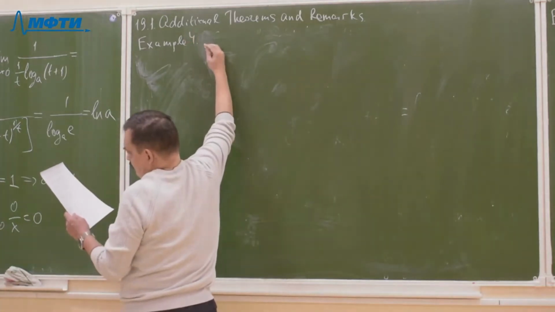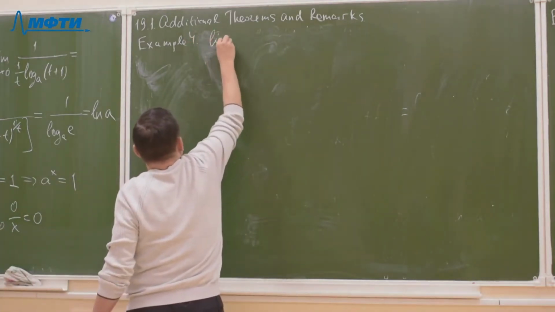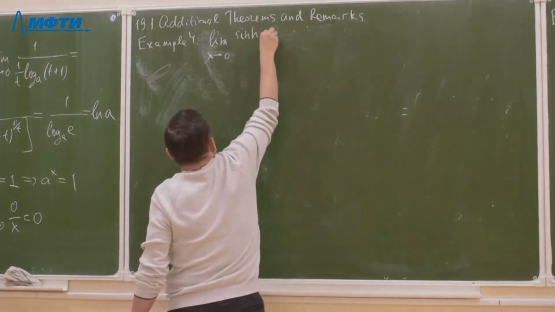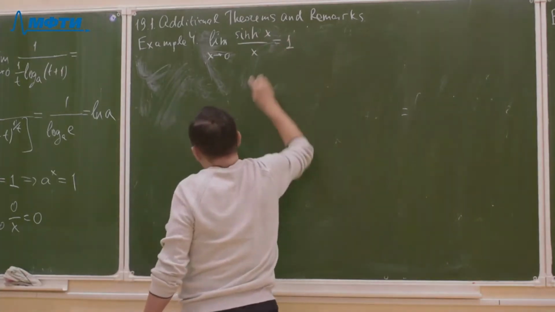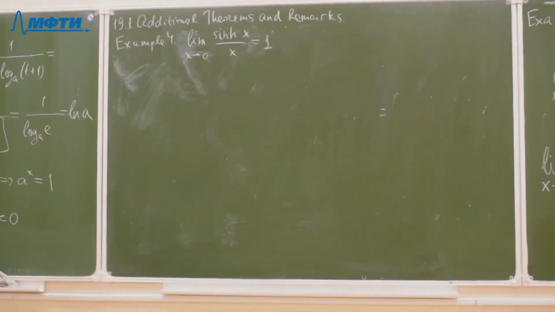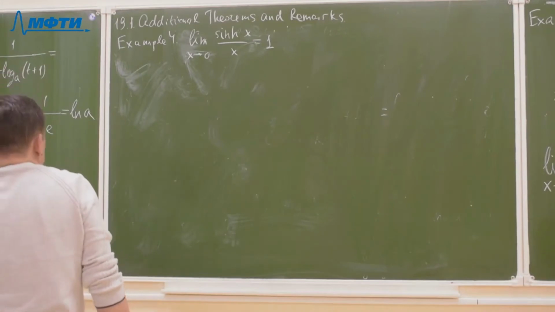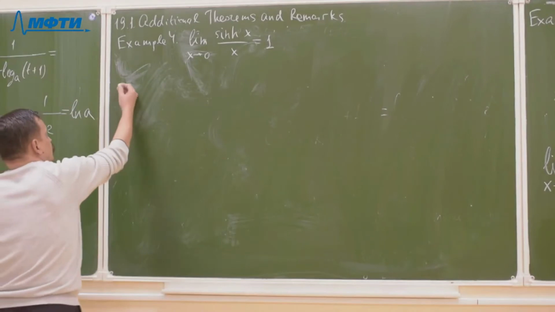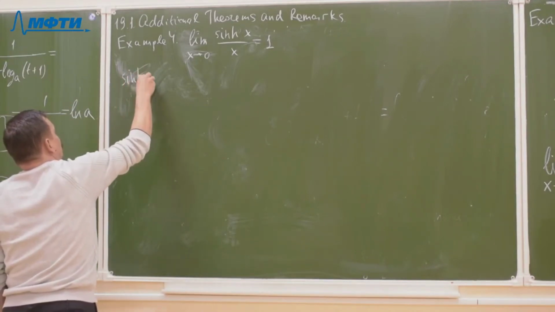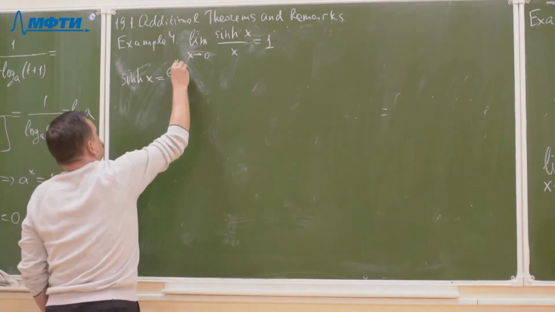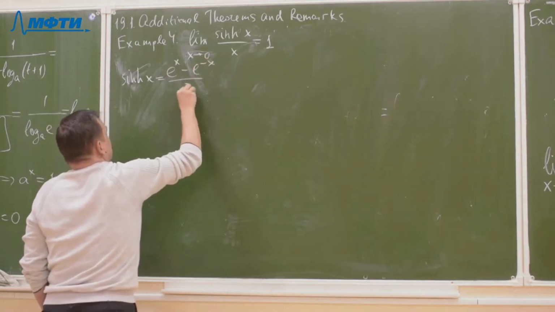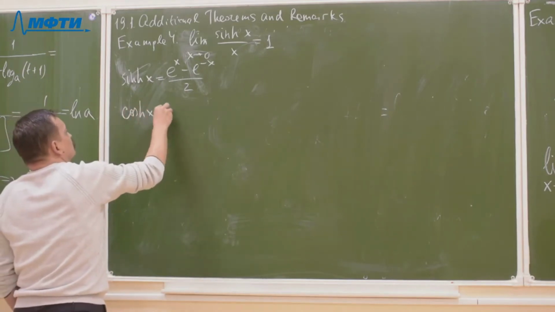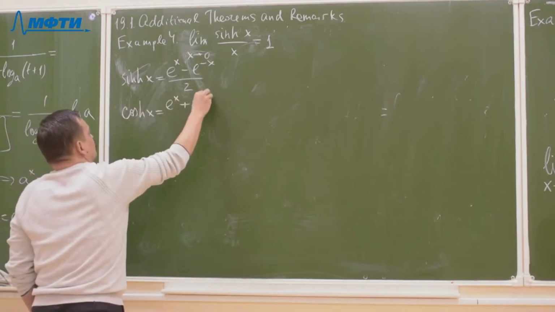Example 4: the limit as x tends to 0 of sine hyperbolic x over x equals 1. Let me recall what sine hyperbolic is. Sine hyperbolic x is, by definition, (e to the power x minus e to the power minus x) over 2. Cosine hyperbolic is (e to the power x plus e to the power minus x) over 2.